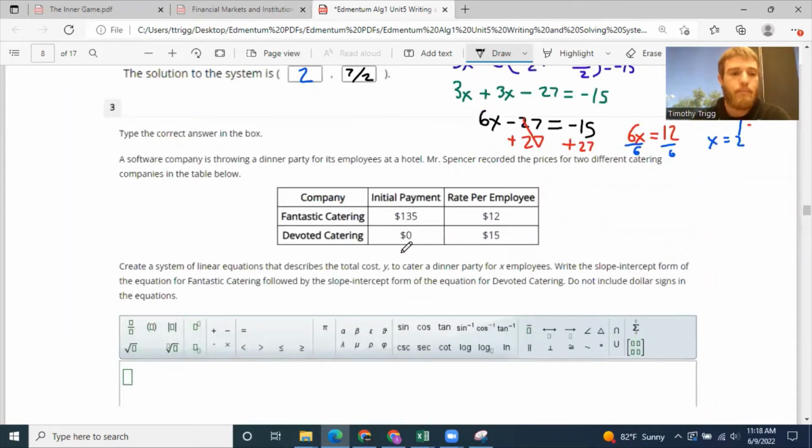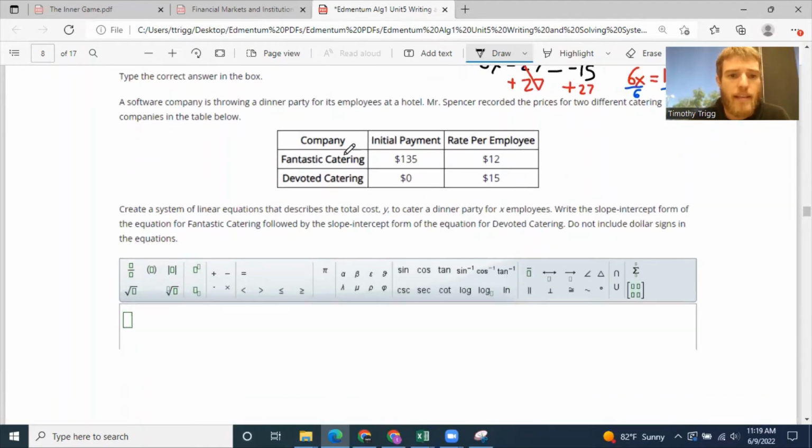Okay, question 3. The software company is throwing a dinner party for its employees at a hotel. Mr. Spencer recorded the prices for 2 different catering companies in the table below. So we have 2 different catering companies here. We have Fantastic Catering and Devoted Catering. Let's go ahead and write an equation for each of them. So for Fantastic Catering, it has an initial payment of $135.